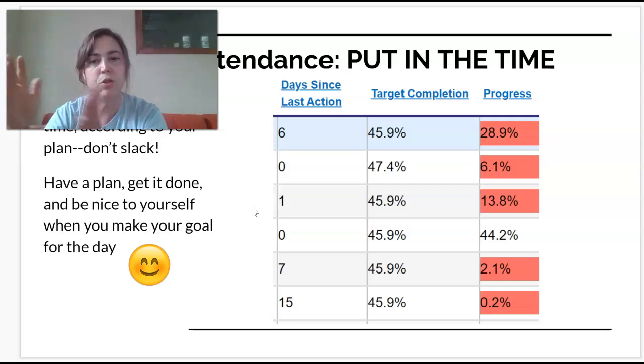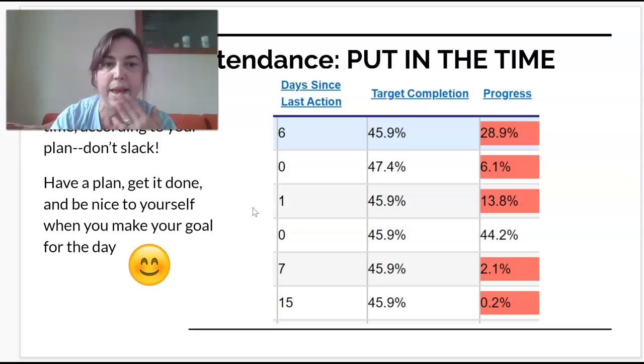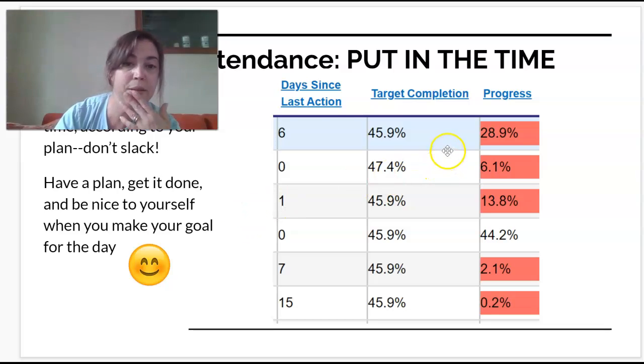Where do I want to put those hours? When do I want to work to get it done? Have a plan. That's the key, okay?